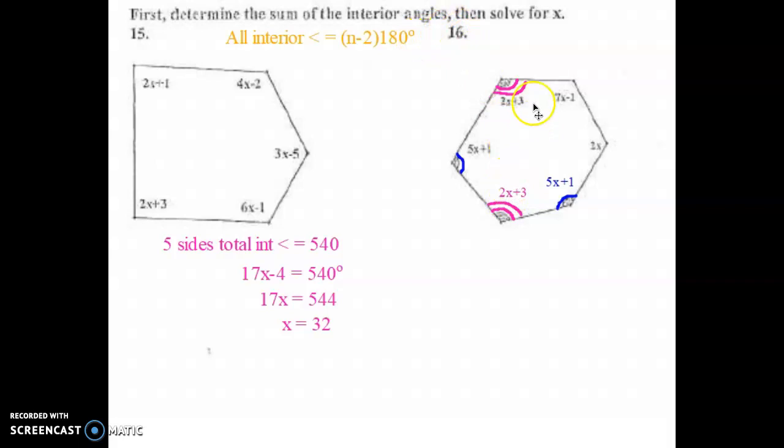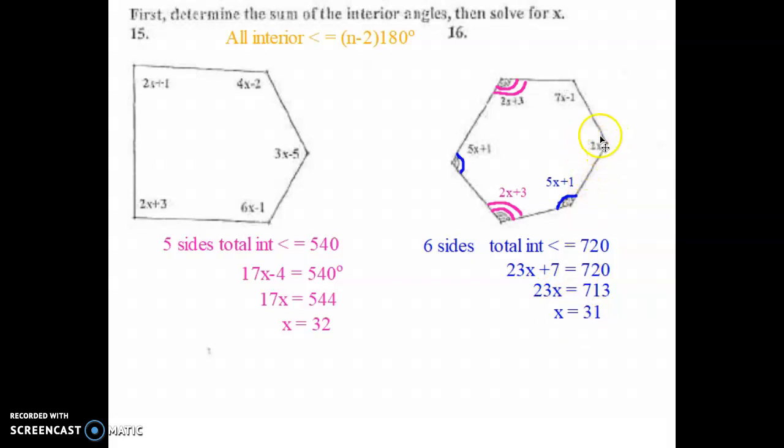Number 16, it might have been a little hard for you to see, so I've already pre-filled these two angles in here. And again, we're going to use this formula. This has 6 sides, and we know 6-sided figures have a total interior angles of 720. When we add up all these x's and add up all these numbers, we get 23x plus 7 equals 720. Subtract 7, you're going to get 713. Dividing by 23, we know that x will be 31.